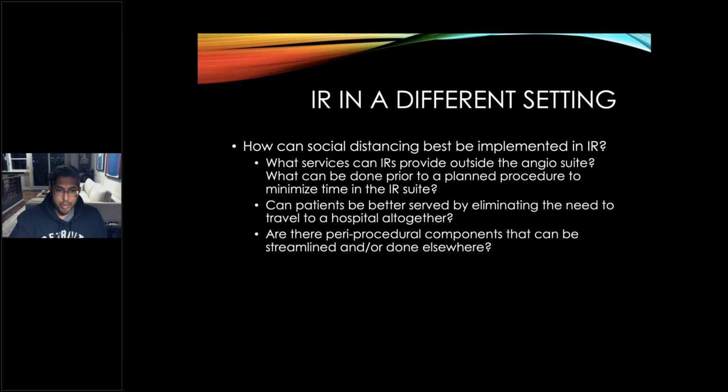Another topic that was brought up was how can we implement social distancing in IR? There are different ways you can think about this. Maybe there are different room setups you can consider. One idea that was brought up in the handout was, can patients be treated without even having to come to a hospital altogether? There are ways we can do home IR. So these are all ideas and things that maybe you can contemplate in your mind and maybe come up with different ideas.